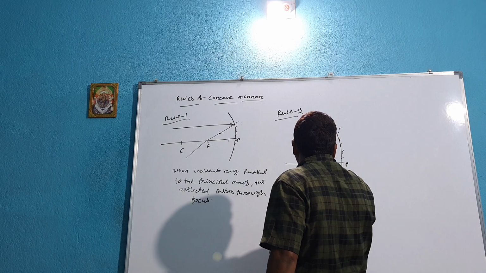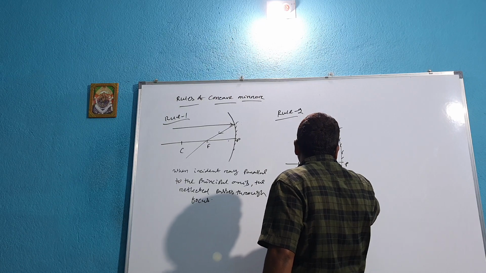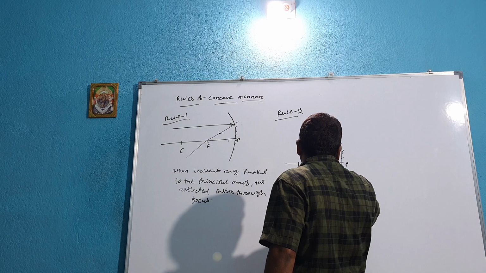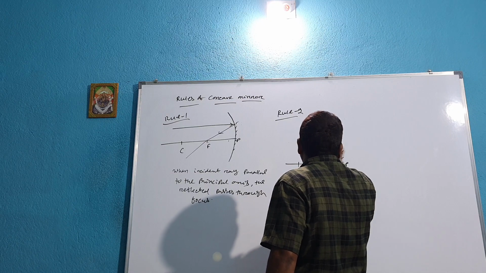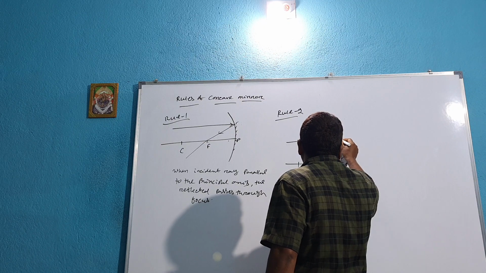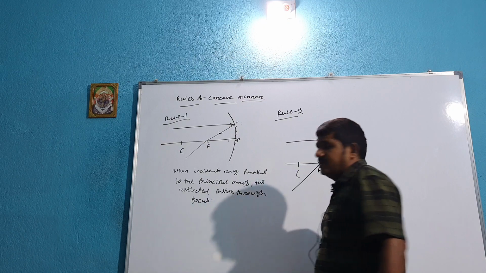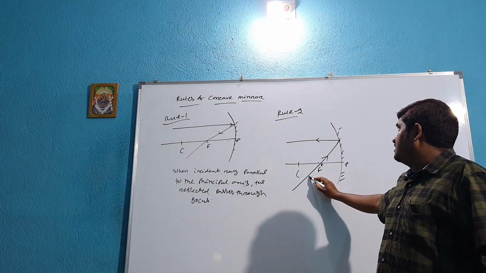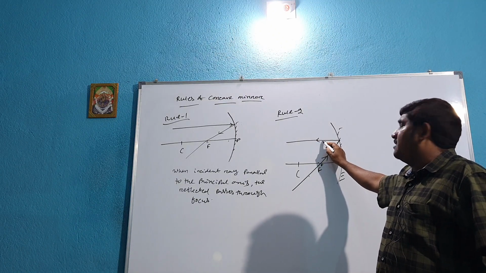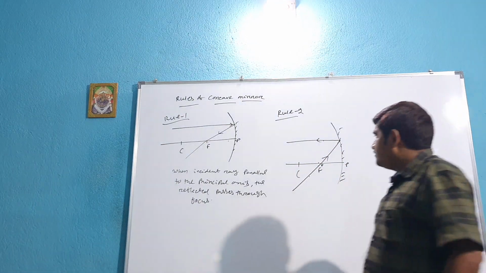When incident ray passes through the focus, the reflected ray is parallel to the principal axis. When incident ray passes through the focus, the reflected ray is parallel to the principal axis.